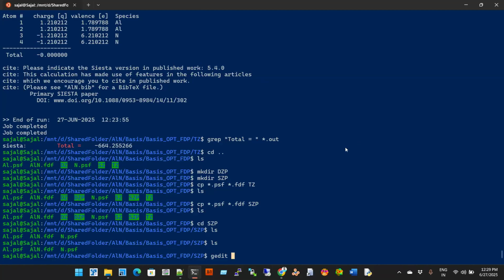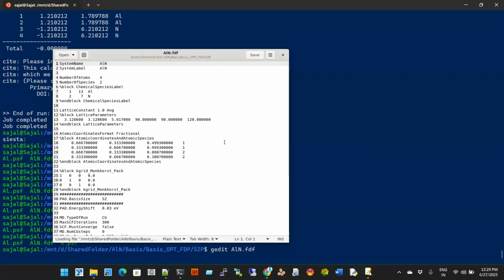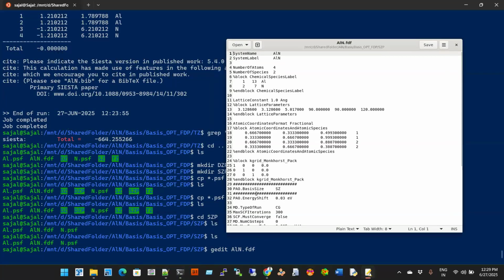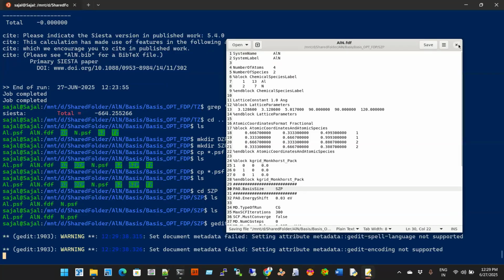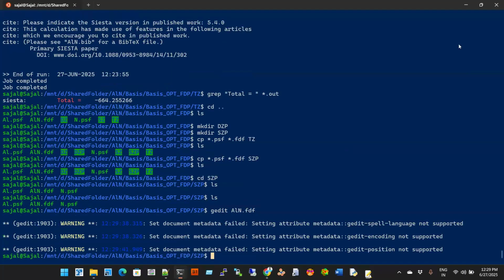Now we want to edit the aluminum nitride FDF file. Since we are trying to calculate SZP, we have to make a change in the basis size as SZP. Then we must save it as SZP. Done. We can simply take our previous calculation commands, which can save our time.